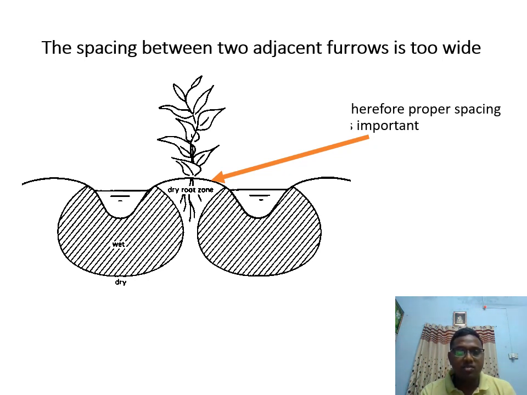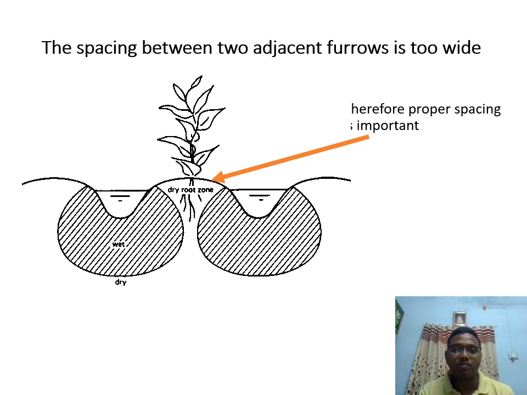So it is an important point. We have to keep all these things in mind: the crop, the implement, and mostly the soil type. Depending upon the soil type, you have to see the extent of the wetting pattern, how much extent this furrow will wet the soil, so that the root zone is completely wetted and the crop will get the optimum moisture.